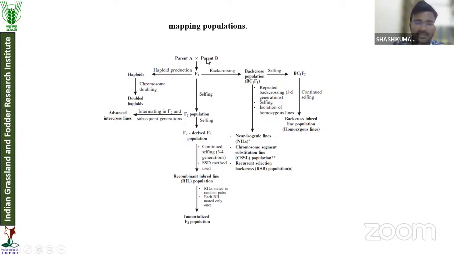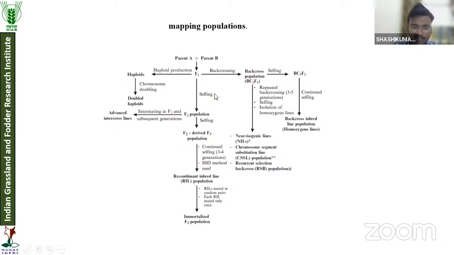Here, the first thing to observe in the parental lines is that parents should be diverse for the trait of interest. It is desirable if they are diverse for many traits, so that you can map different traits in a single population, and you will get more diversity for the markers when you analyze both the parents. If you want to map disease resistance, parent A will be highly resistant and the other parent highly susceptible. Then the progeny will segregate for resistant and susceptible, and through the application of molecular markers, you can go for mapping of those traits.